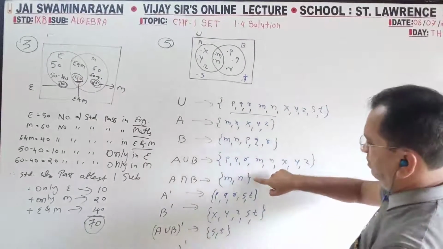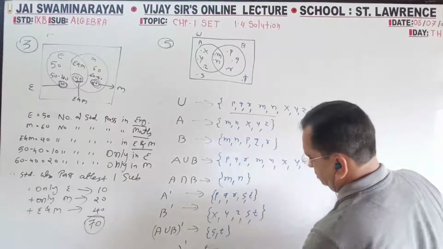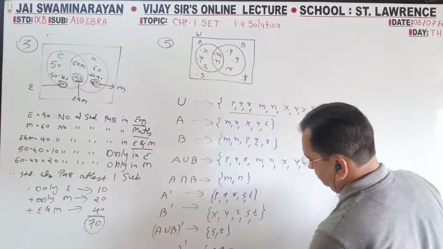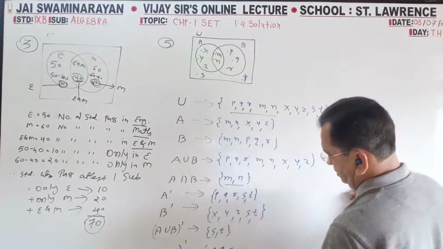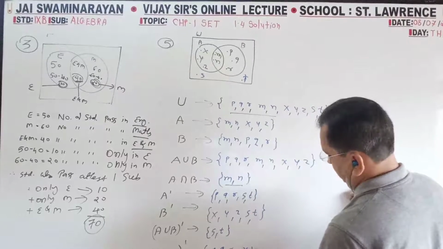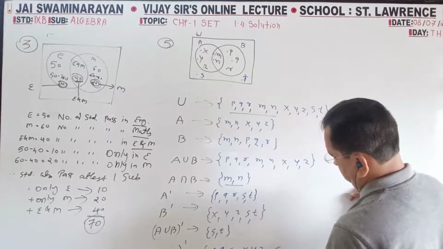Intersection you have to remove. This you have to remove. Means P, Q, R, M, N will not be there. X, Y, Z, S, T.